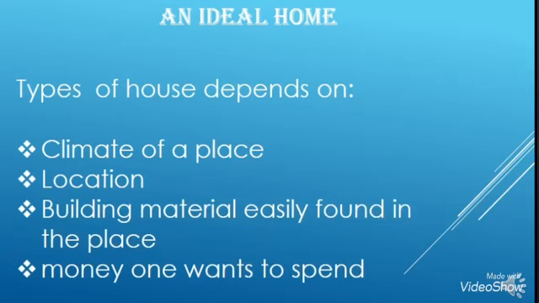The kind of house that is built depends on certain factors, and these factors are, children: first one, the climate of the place; the second one, its location; third one, the building material easily found in the place; the fourth one is the money one wants to spend on it.